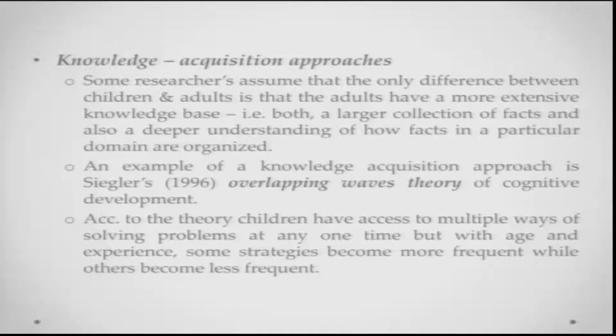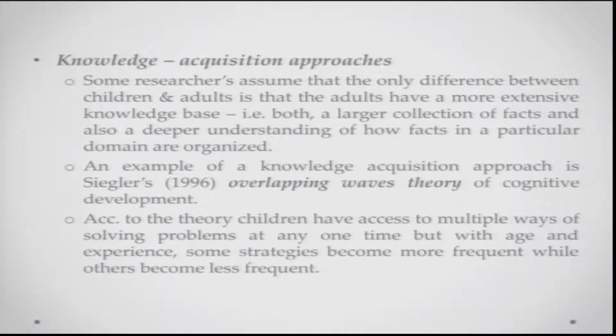The other kinds of approaches that have come across are referred to as the knowledge acquisition approaches. Some researchers assume that the only difference between children and adults is that adults have a more extensive knowledge base. They have a larger collection of facts, they know a lot more about the world, and they also have a deeper understanding of how facts in a particular domain are organized. Adults know how things function, and also why they function like that, and children have to gain both these pieces of information.